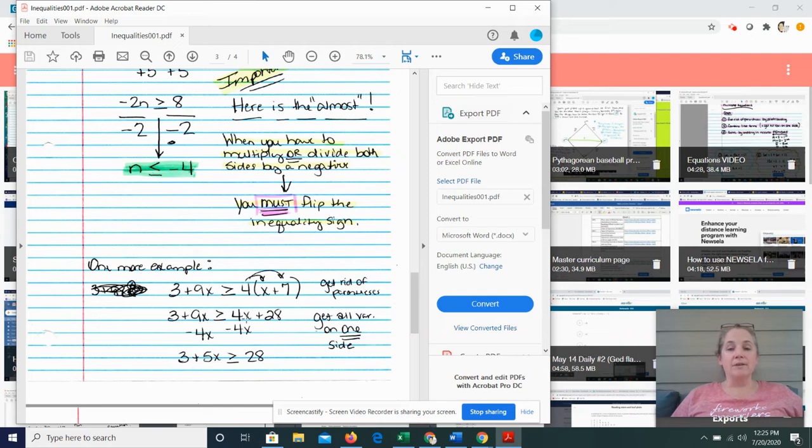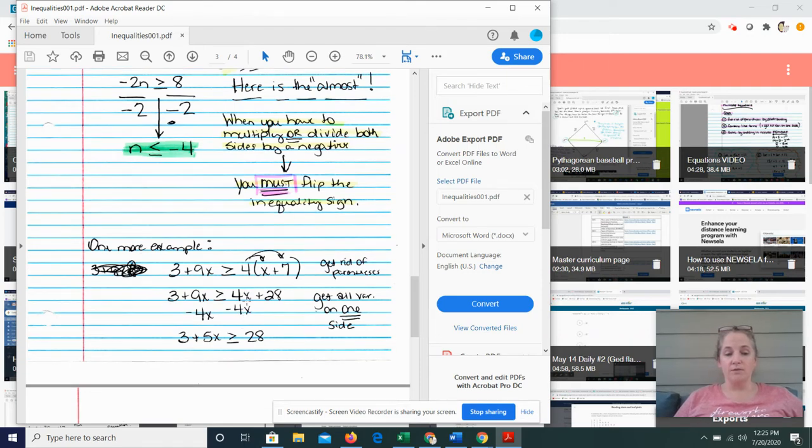Then your next step is always to get all of your variables on the same side of the equation. So we either need to move this 4 to the 9 or the 9 to the 4. I went moving the 4 over to the 9 because I didn't want to have to deal with all these negative coefficients. So if you subtract this 4x to get it moved from over on this side and subtract 4x from here, you're left with 3 plus 5x because 9 minus 4 is 5. Those cancel and it just leaves 28 over here.